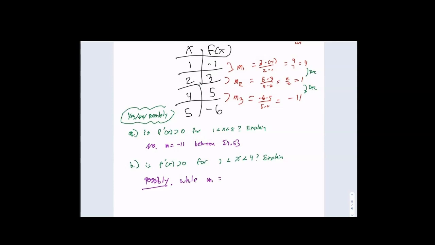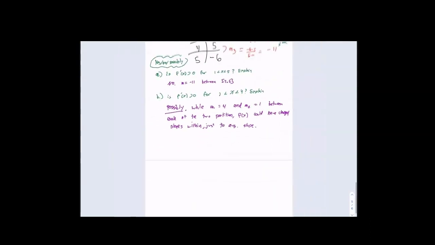Well, M1 is 4 and M2 is 1. Between each of the two partitions, f of x could have changed slopes within, just the average slope. So what do I mean by this one?